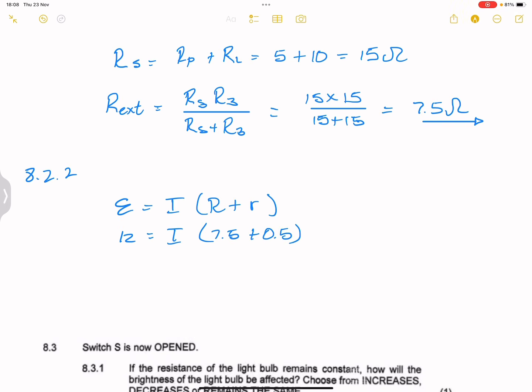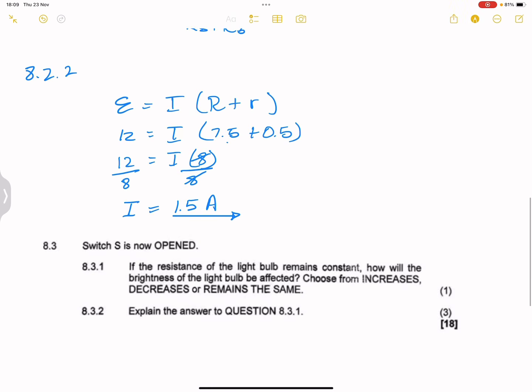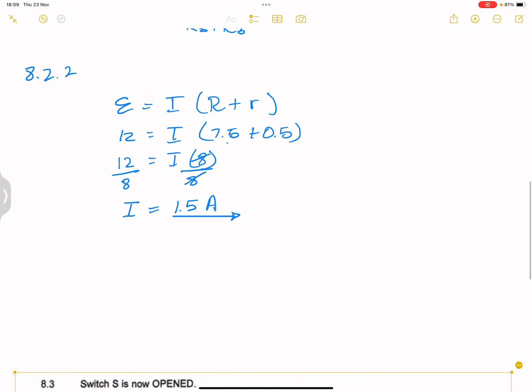Okay, so to get the current there, 7.5 plus 0.5, that would be 8. So this would be I times 8 is equal to 12. And of course, we'll divide both sides by 8. And so I, that is actually 3 over 2, which is 1.5 amperes. So the total current that we have there is 1.5. Okay, right.